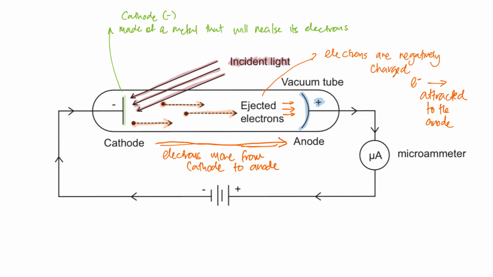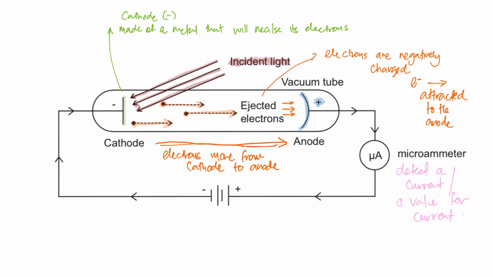Now, what we're using in this one, we can use a galvanometer, or what we have now as a micro ammeter. And the ammeter is there so that it can detect a current, or it can give us a value for current.